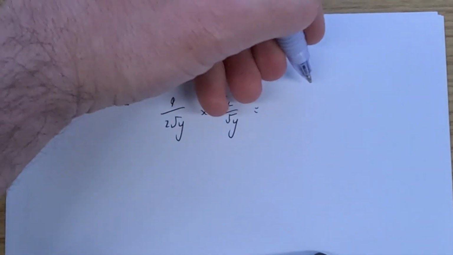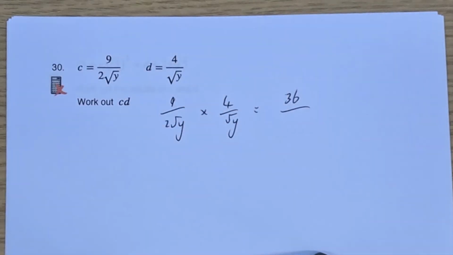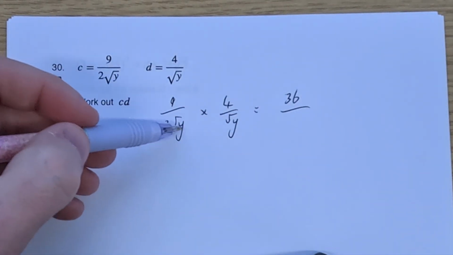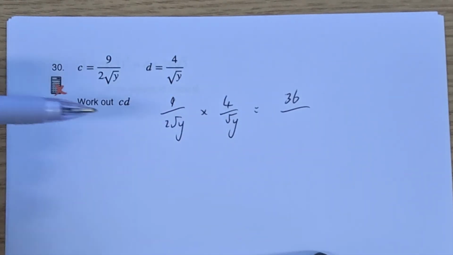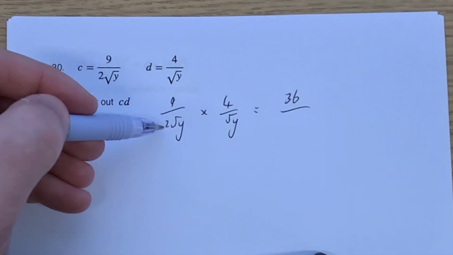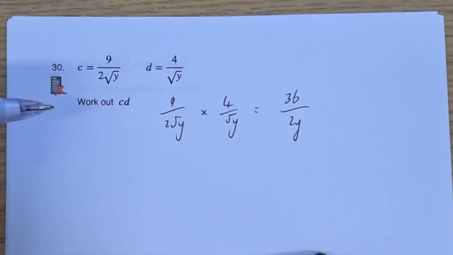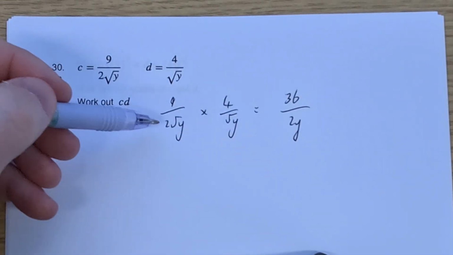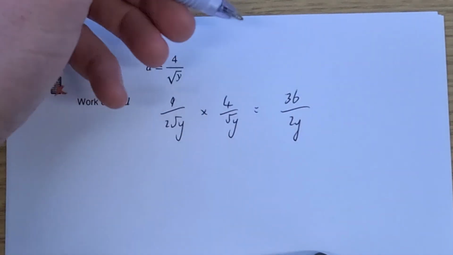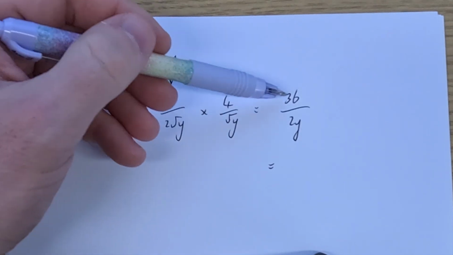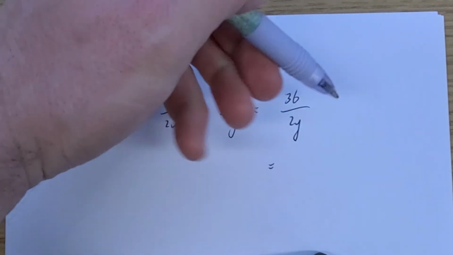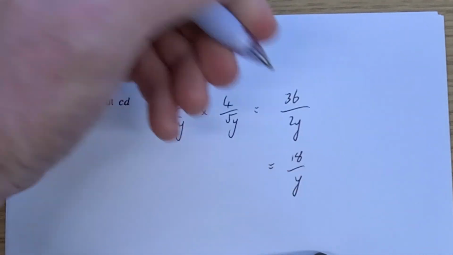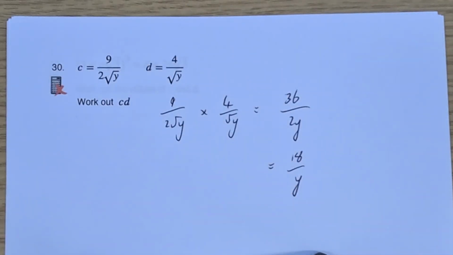9 times 4 would be 36. And then in terms of the denominator, we've got 2 root y times root y. Root y times root y would just be y, because remember, y times y is y squared, and then if you square root it, you get just y. And then we've got 2, so it'd just be 2y, because root y times root y is y, multiplied by 2 would be 2y. Now we're almost there. Let's simplify this. We've got 36 over 2y. We can divide both the numerator and the denominator by 2 to leave us with 18 over y. And that's it. That's our answer, 18 over y.